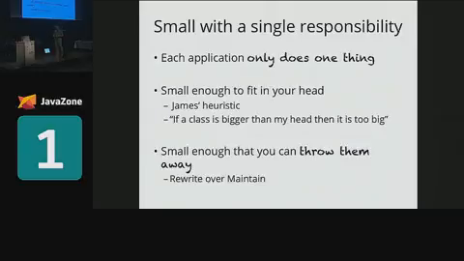And I think this is the counterintuitive one. These things should be small enough that you can actually throw them away. Right? We should be able to rewrite these really, really fast if we need to, as we discover new functionality, as we maintain it over a period of time. They should be small enough that the cost of rewriting them is minimal. So we should be looking to rewrite, potentially, over maintain.